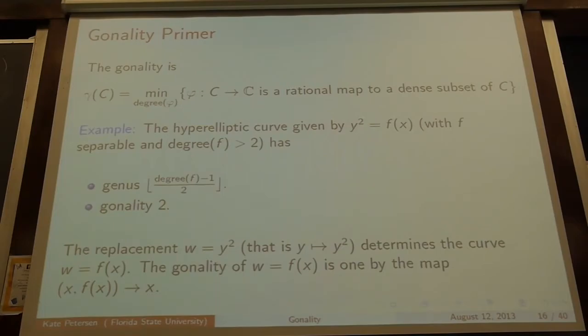And I need to be also a little careful about what kind of maps I choose. So I'm going to talk about rational maps. So the gonality is an integer? It's an integer, and it's one or bigger, because it's a degree.